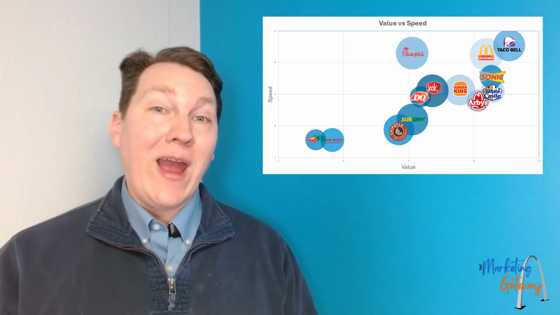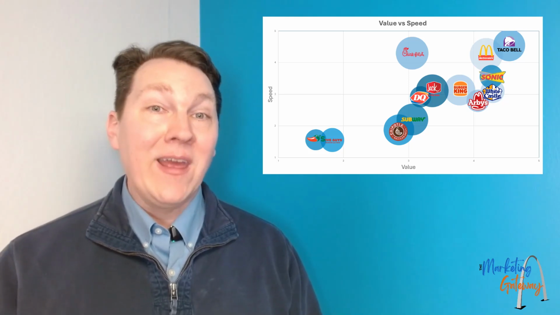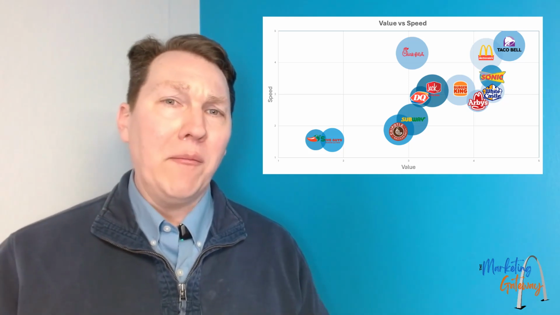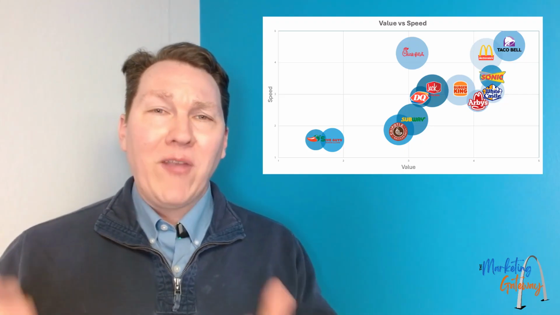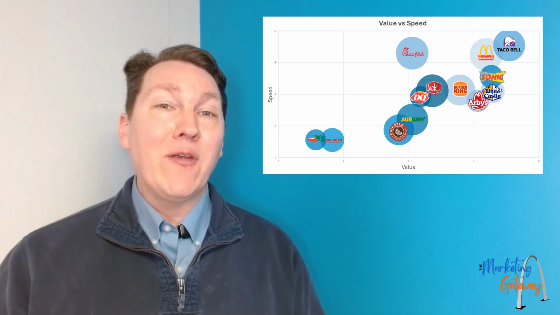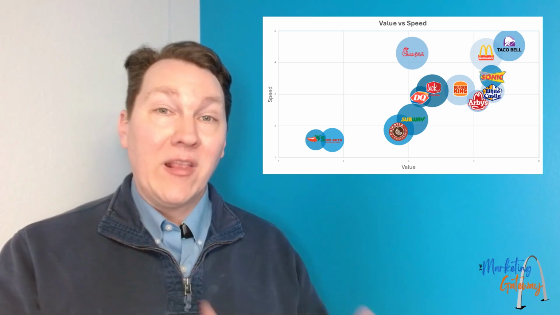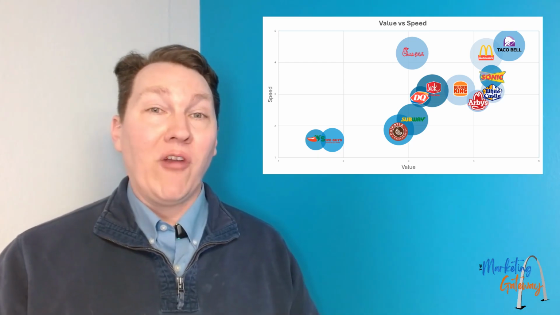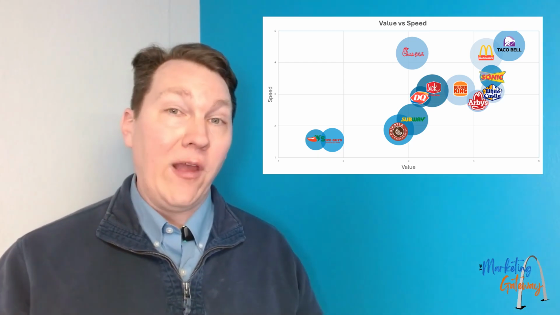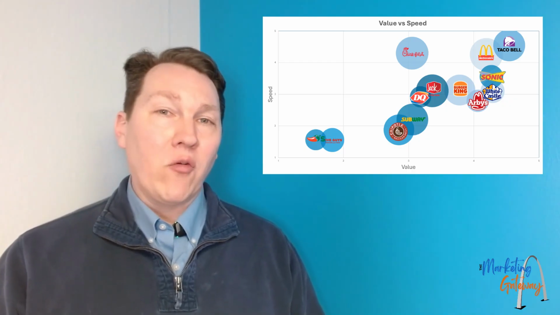And what we'll see in this graphic is pretty much what I expected. You could almost draw an arrow from low speed, low quality, up to high speed, high quality, and plot every one of these brands on it. At the bottom, we have Chili's and Five Guys, which are the most expensive and also the slowest. They pretty much own their quadrant.